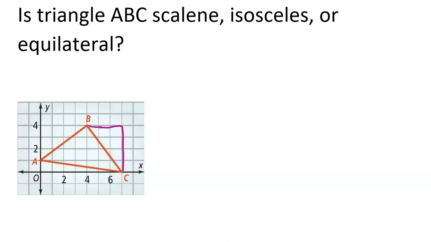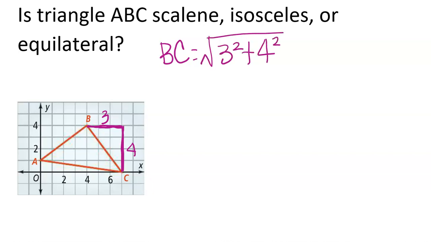I am just drawing in the triangle, and I want to know the length of that segment BC. I'm going to use colors just so you can see them. BC is going to equal, this side is 4, the other one is 3, and you're going to use the Pythagorean theorem. So the square root of 3 squared plus 4 squared. Now, remember with the Pythagorean theorem, it kind of looks like this.